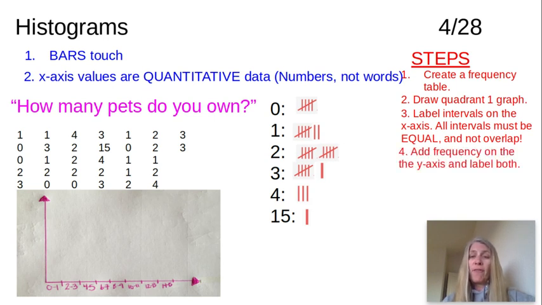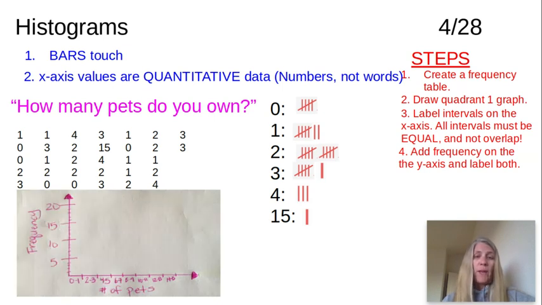So we're going to go ahead and add frequency on the y-axis, and we're going to label both of those. So we see for our most, for 2 and 3, we have 17 combined for that column. So we need to go at least to 20. And then, of course, the answer at the bottom is the number of pets, and how many times it happened, or the frequency, is our y-axis. So now we're going to go ahead and draw our bars.